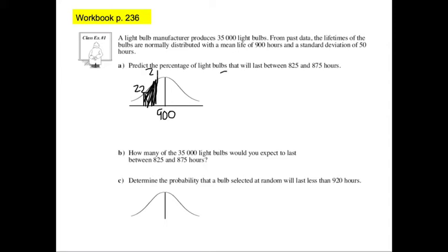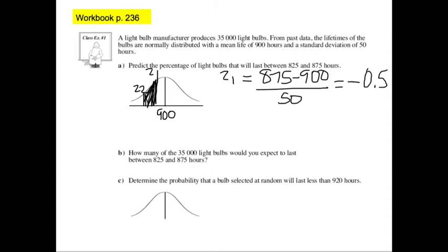Okay, so for Z1, we're going to have 875 minus 900 all over 50, and that's going to give us a z-score when you work it out of negative 0.5. Next up, we want to find Z2, so it's going to be 825 minus 900 all divided by 50, which gives you a z-score of negative 1.5.